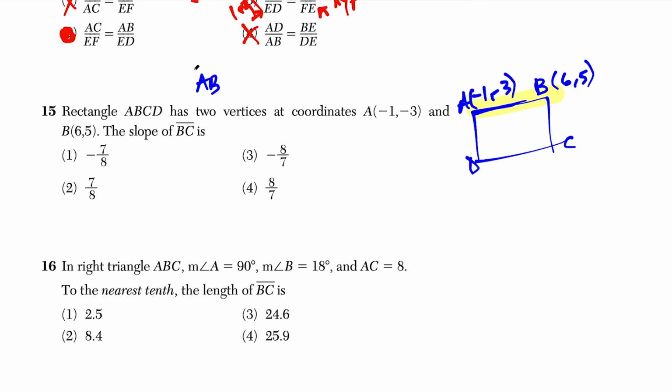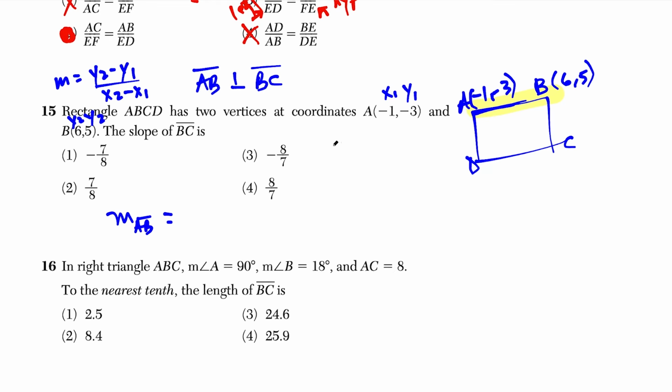Okay, so this is very important. AB is perpendicular to BC. So whatever the slope of AB is, we're going to find the negative reciprocal of that, because that is the relationship between slopes of perpendicular lines. So here we find the slope. We call this x1, y1, and we call this point x2, y2. And just in case you forget, the slope formula is y2 minus y1 over x2 minus x1. So we have 5 minus -3, divided by 6 minus -1. On top, 5 minus -3 becomes 5 plus 3, which is 8, over 6 plus 1, which is 7.